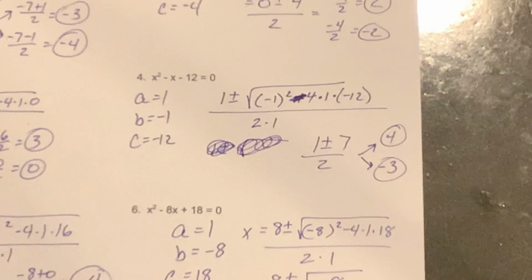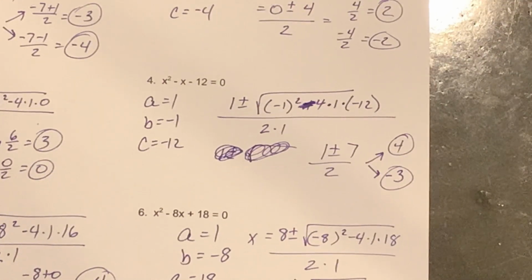Number 4, again, this one could be factored. I didn't. So you get 1 plus or minus the square root of negative 1 squared minus 4 times 1 times negative 12. All of that is under the radical, over 2 times 1. The radical turns into 7, so 1 plus or minus 7 over 2. 1 plus 7 over 2 is 4, and 1 minus 7 over 2 is negative 3. So those are your two answers.